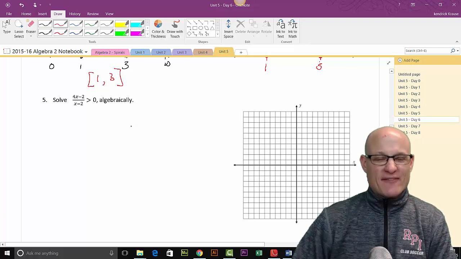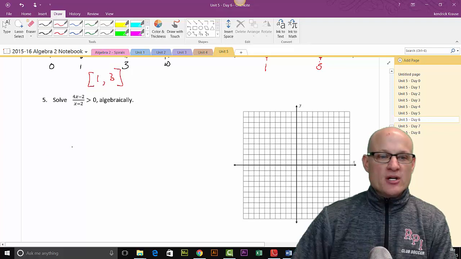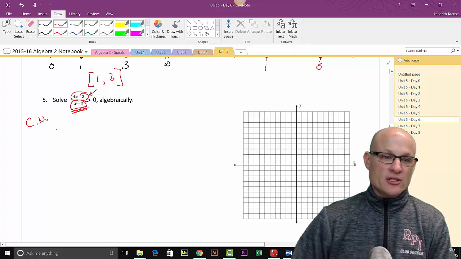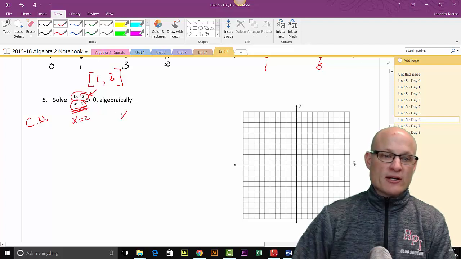We just talked about how to graph these a few minutes ago, but let's think about it algebraically. I want to know the other critical numbers: what makes the denominator equal 0 or what makes the numerator equal 0. One critical number would make this undefined and the other would make it equal to 0. In the denominator, one of my critical numbers is 2. In my numerator, 4x minus 2 equals 0, so x is equal to 1/2. Those are my critical numbers.